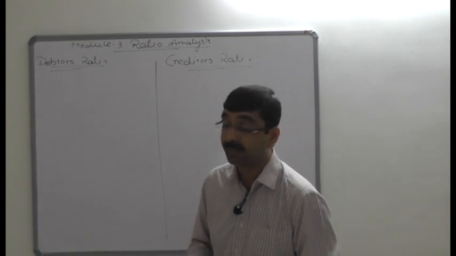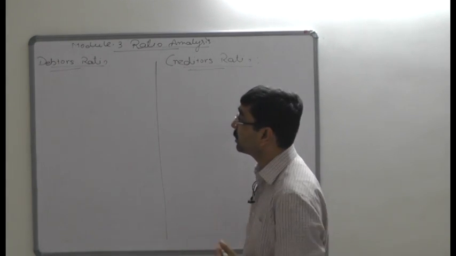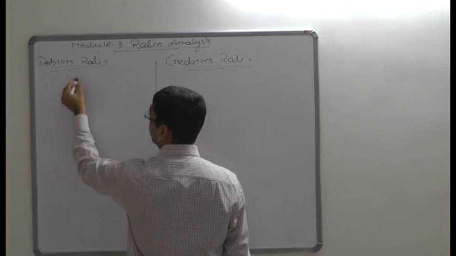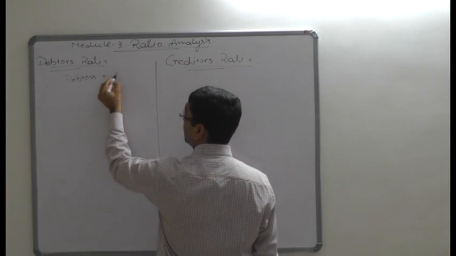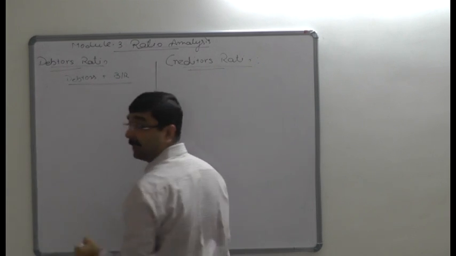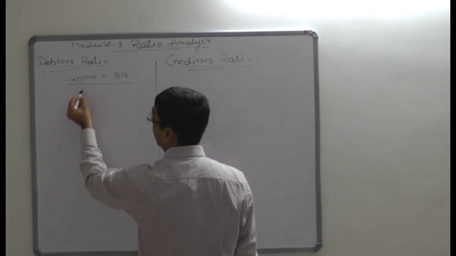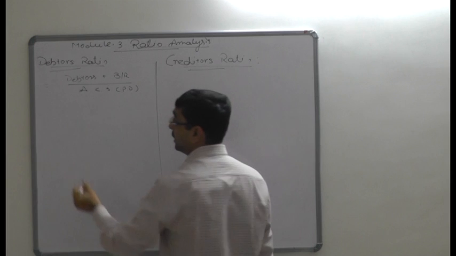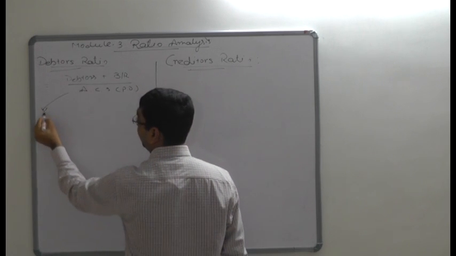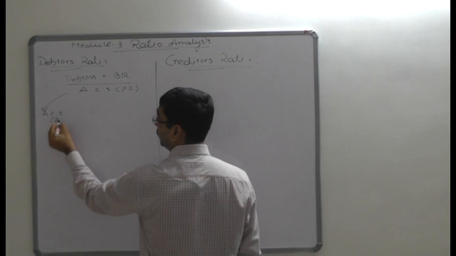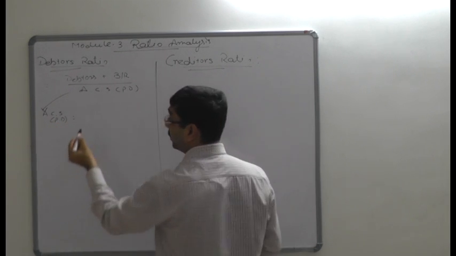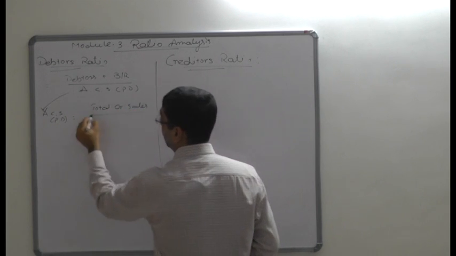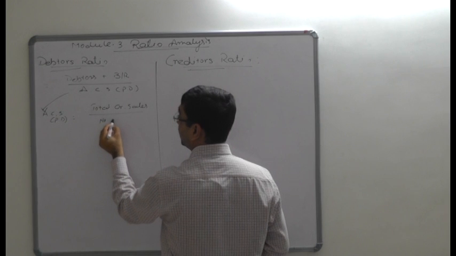So see here the formulas of the debtors ratio and the creditors ratio. The debtors ratio formula is debtors plus bills receivable divided by average credit sales per day. In that sense, you need to identify the average credit sales per day, and you can find that out from the total credit sales divided by the number of days.